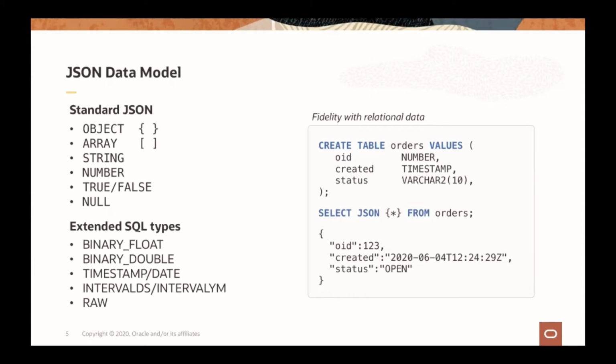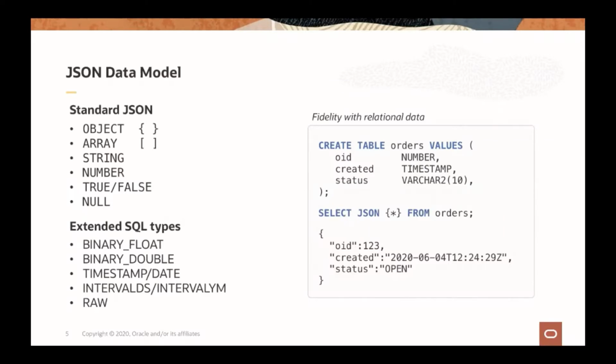And this is similar to what other NoSQL JSON document stores have done. They have their own JSON-like data models and their own sets of extended primitive types. And the reason why we do this is, one, they're useful in their own right. For example, it's useful to be able to say this attribute is a timestamp instead of a string. But in our case, it's also useful because it gives us fidelity with relational data.